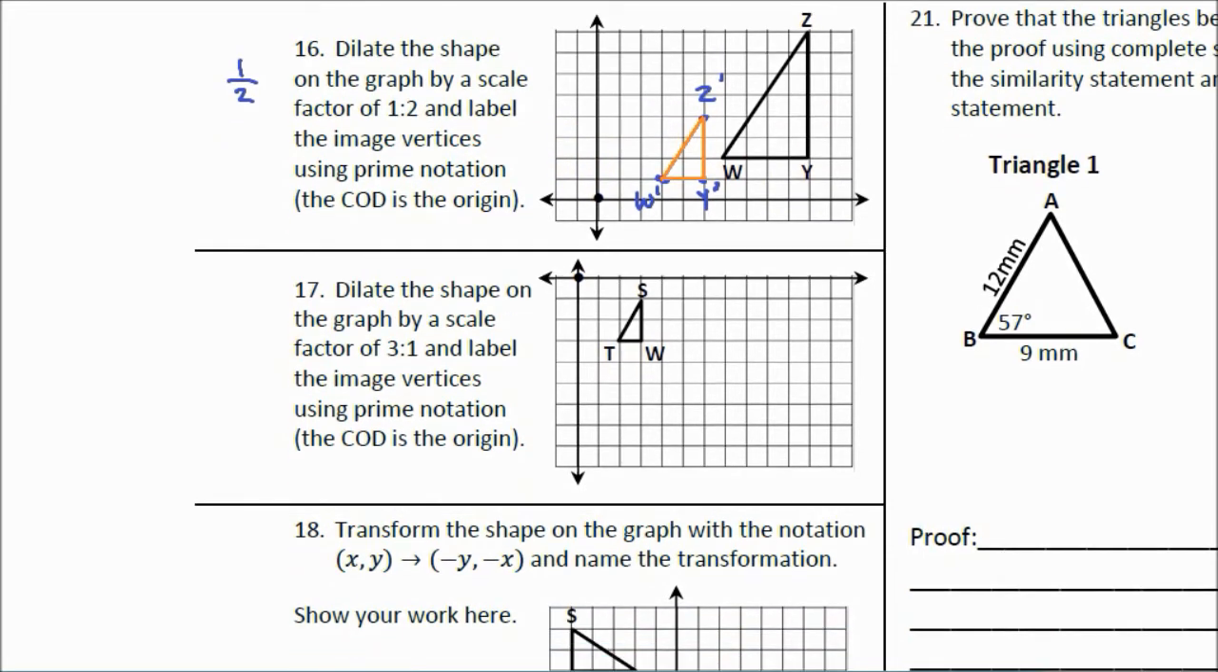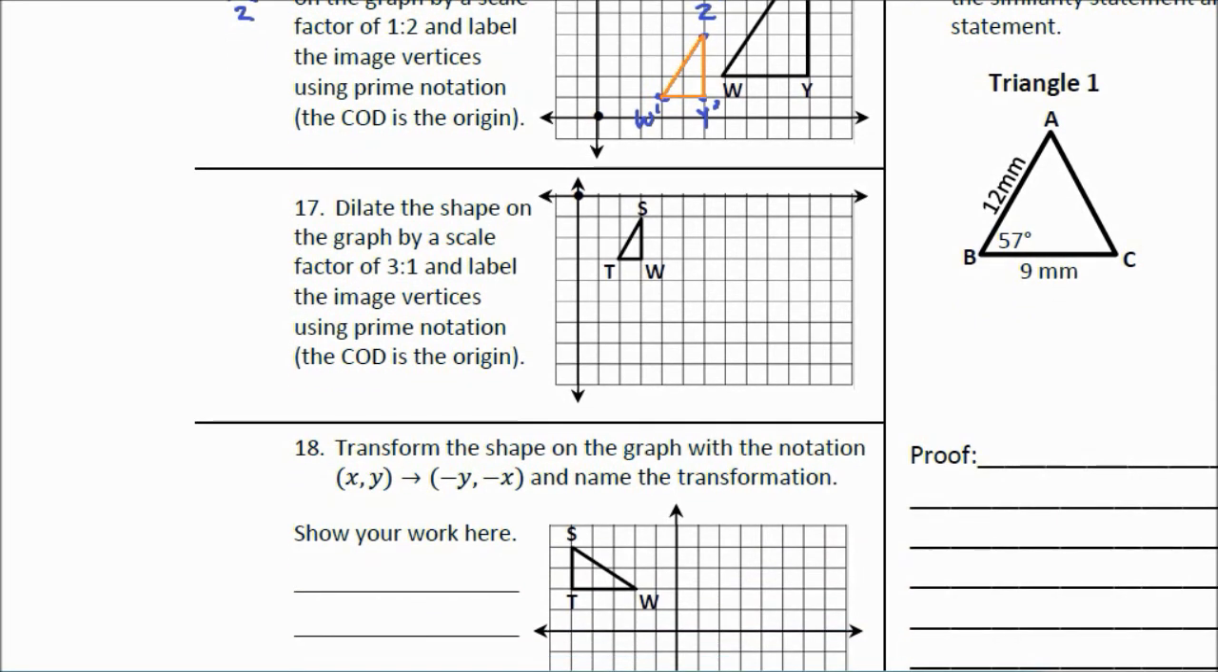All right, let's do number 17. Dilate the shape on the graph by a scale factor of 3:1. So now our scale factor is 3/1. Well, that's an enlargement. And label the image vertices using prime notation. All right, so now we're going to go 3 times as far away from the center of dilation, which is the origin. Let's do S first. 1, 2, 3, 1. So I'm going to go 1, 2, 3, 1. There's a scale factor of 2. 1, 2, 3, 1. There's a scale factor of 3. We are 3 times away from our center of dilation.